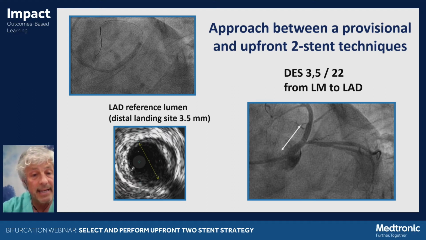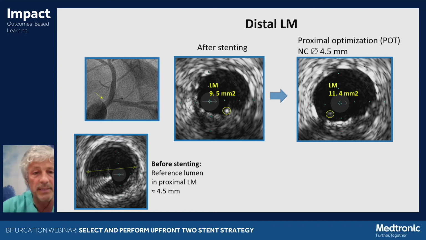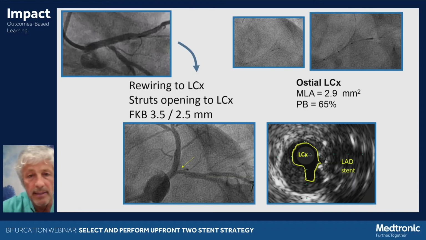We sized the stent according to the proximal LAD, as we always do, and the stent was 3.5 by 22 from left main to LAD. And then after that, we did POT. We also sized the POT according to the IVUS. You see the proximal left main, which is 4.5 millimeters. So we have to do the POT with 4.5 in order to have a fully apposed and expanded stent, as we can see on the right side, 11.4 square millimeters.